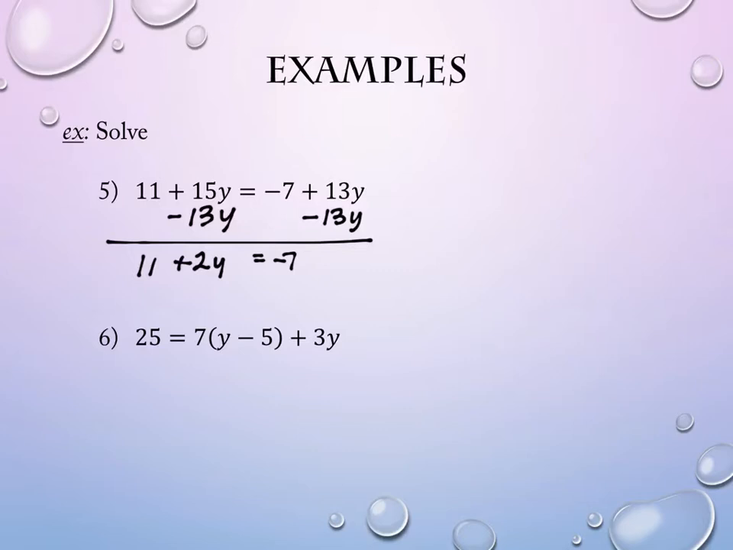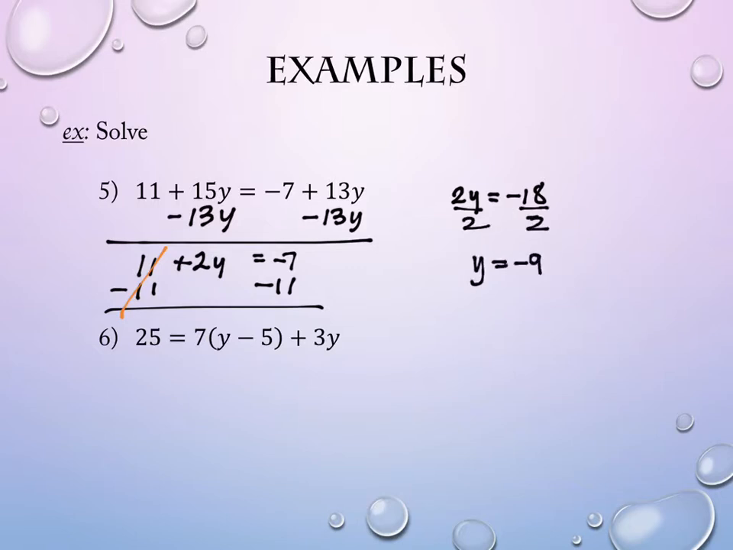What would the next step be? Subtract 11. And if you wanted to do the subtraction of the 11 and the subtraction of the 13y in the same step, that would be okay. You can do that. If I do that on this problem, of course, these cancel, which was my goal. I have 2y on the left, and I have negative 7 minus 11. What is that? Good, negative 18 on the right. And my last step would be to do what? Great, divide by 2. So y is negative 9.